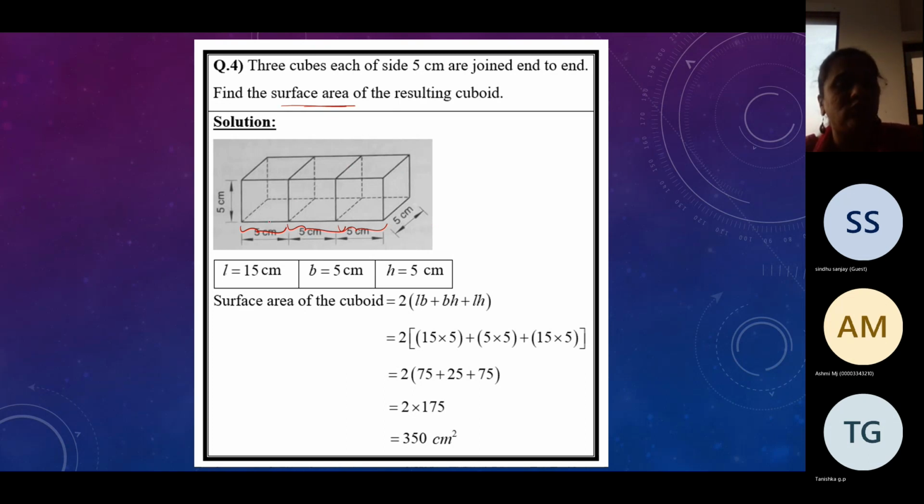So now for the resulting cuboid, what is the length? 15. What's the breadth? 5. What's the height? 5. And what's the surface area? 2 of LB plus BH plus LH. Substitute the values and find it. Do it, children.